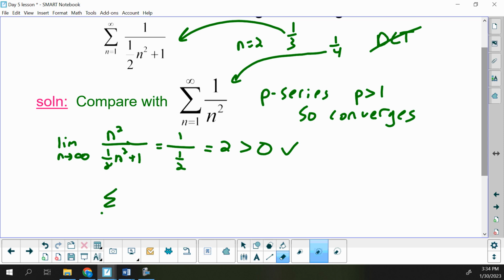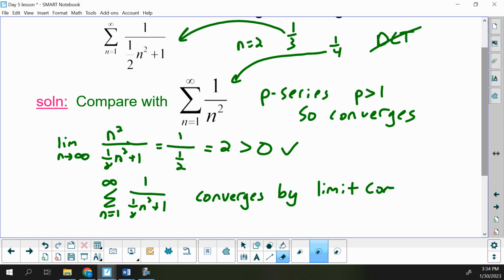So we can say that our original series, n equals 1 to infinity of 1 over 1 half n squared plus 1, will converge by limit comparison test. If you don't get a positive finite constant, then you can't use limit comparison test. We'd have to use something else.